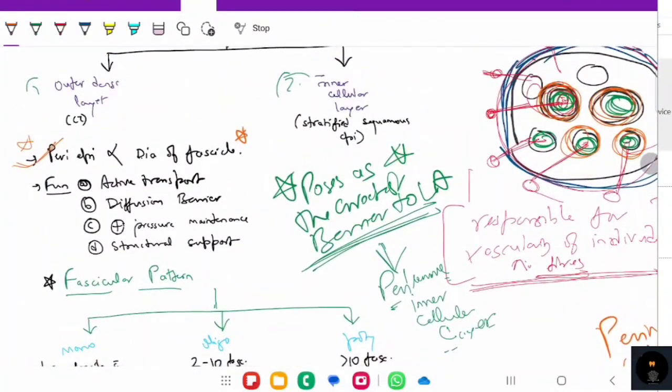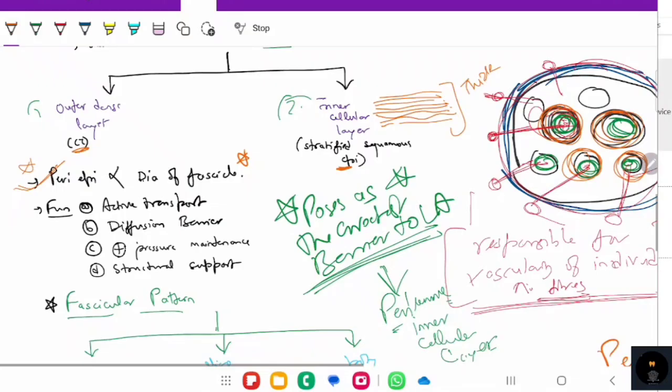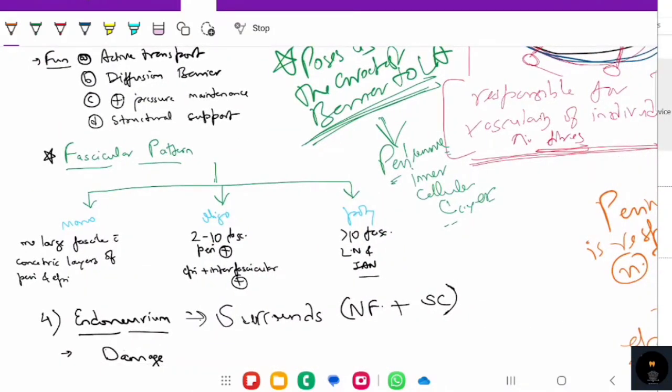So perineurium is composed of an outer dense layer, which is a connective tissue layer, and inner stratified squamous epithelium. As there will be more stratified, more squamous cells over one another, this will lead to thick perineurium. This will in turn lead to a thicker nerve.